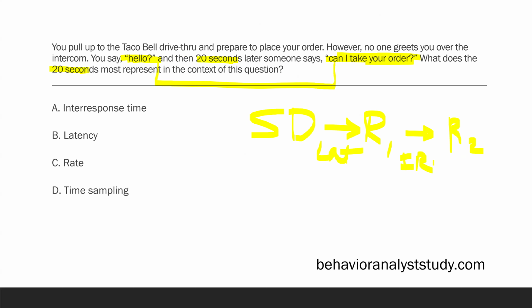This is our IRT. And so if you look at A, it's not going to be inter-response time because we're not looking at time in between someone responding. We're looking at the time it took for someone to respond to your first request or SD. So what we're looking at here is our latency. It isn't rate because we don't have a frequency, and it's not time sampling because we're not using any sort of discontinuous measurement here. We're measuring this one situation of how long it took someone to respond to you after you said hello. So we're looking at B, latency.